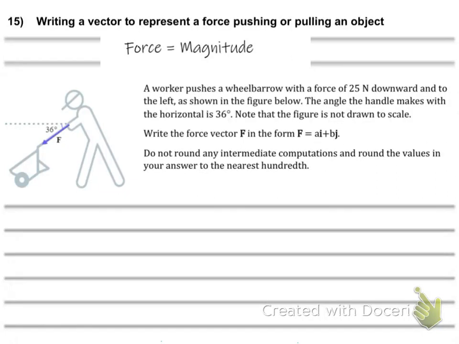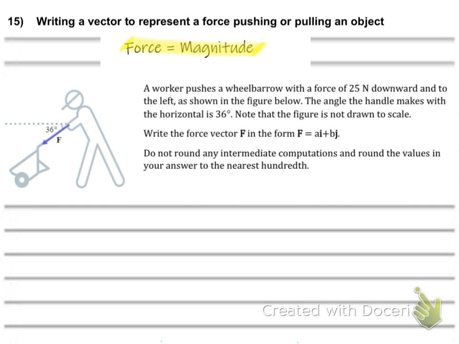Now we're going to look at some physics type problems with vectors and force. The big thing to know is that when a word problem talks about force, that's the same thing as our magnitude. So we have a worker pushing a wheelbarrow with a force of 25 newtons downward. Newtons is just a measure for force. The angle the handle makes with the horizontal is 36 degrees. They've already given it to us. They want us to write that force vector.